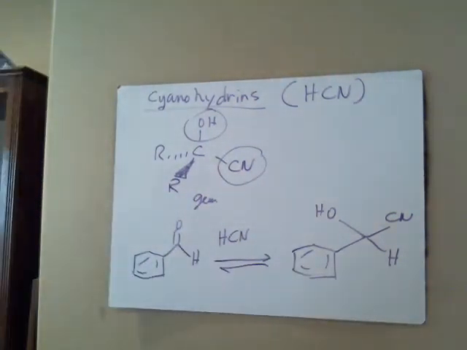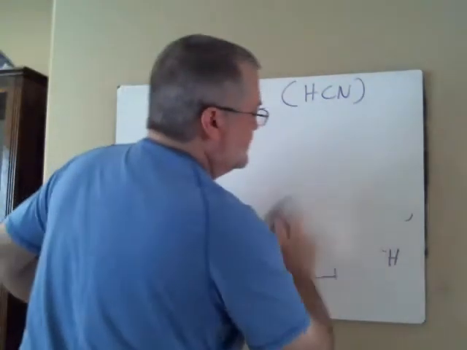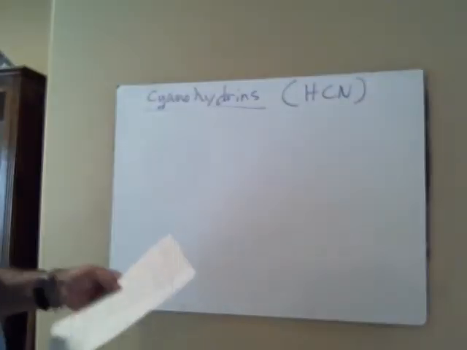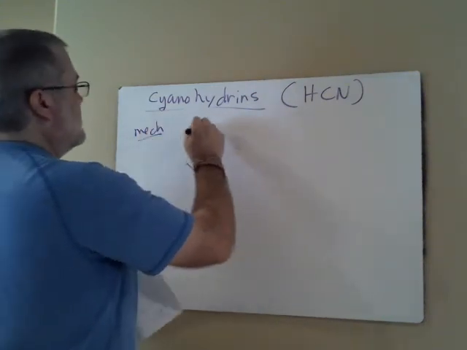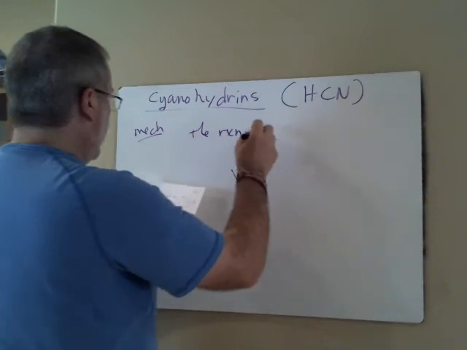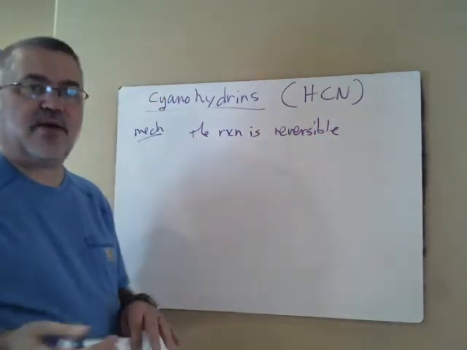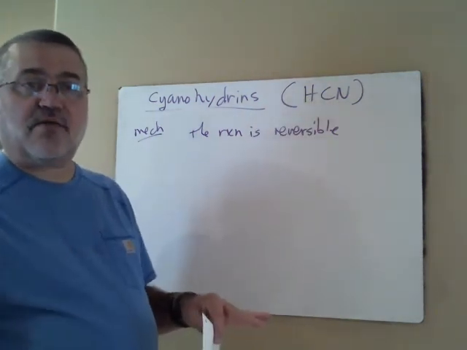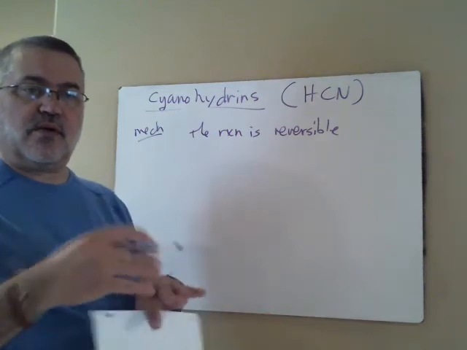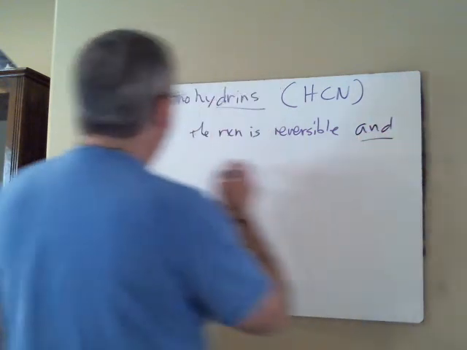All right? So mechanistically, how is this happening? Well, let's look. The mechanism is going to answer questions for us. So mechanistically, the reaction is reversible, as we just saw, because CN minus is a good leaving group, so it can come right back off. So the importance is where the equilibrium lies. Okay, and it's also base catalyzed.